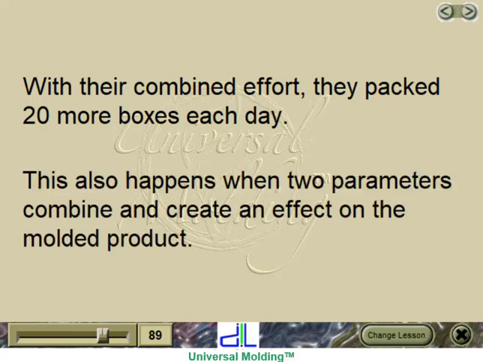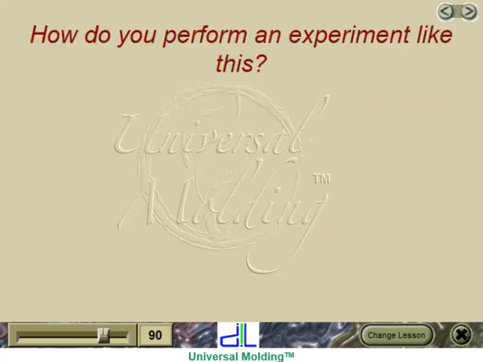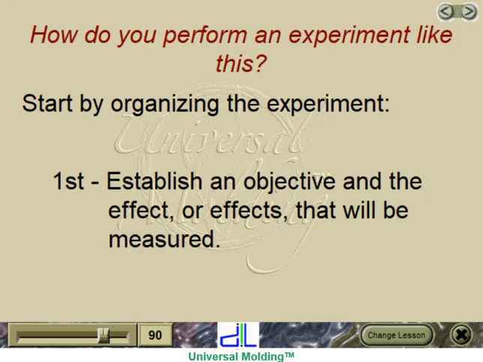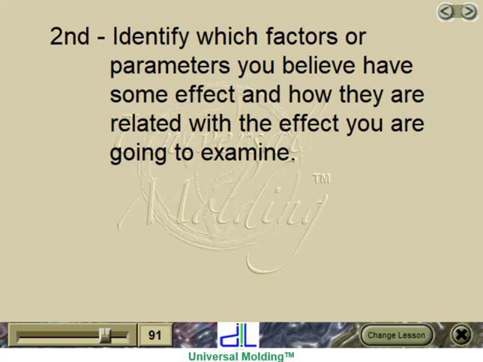This also happens when two parameters combine and create an effect on the molded product. How do you perform an experiment like this? Start by organizing the experiment. First, establish an objective and the effect or effects that will be measured. Second, identify which factors or parameters you believe have some effect and how they are related with the effect you are going to examine.